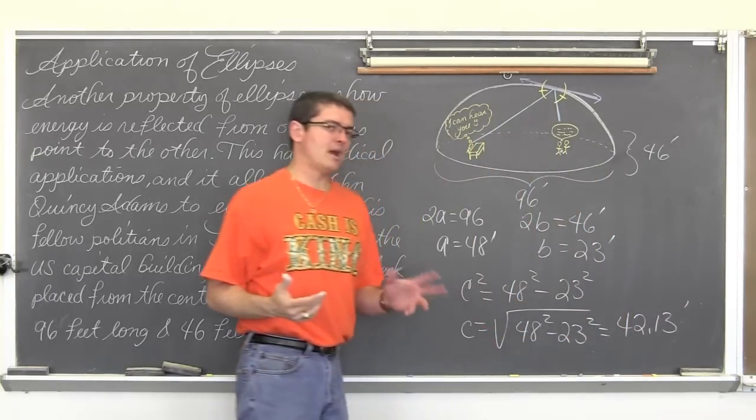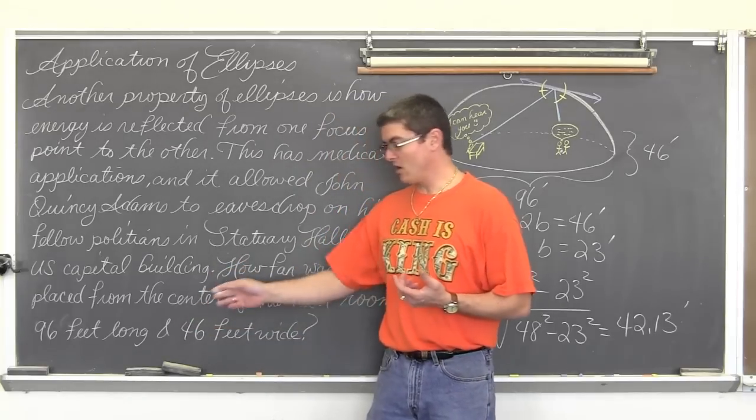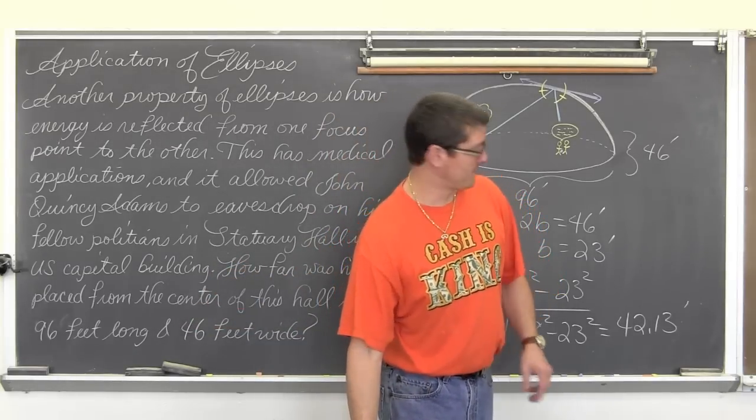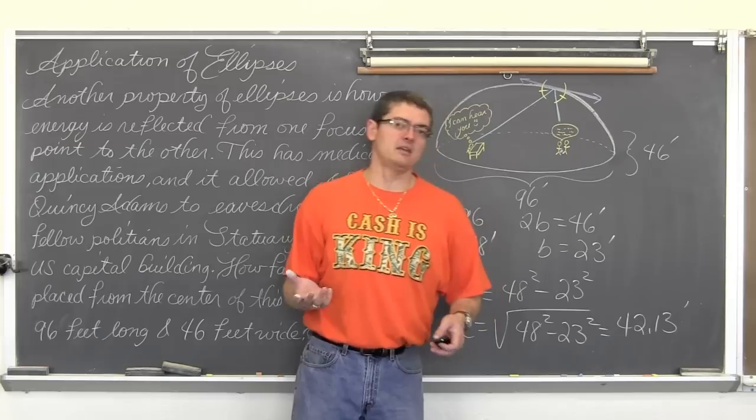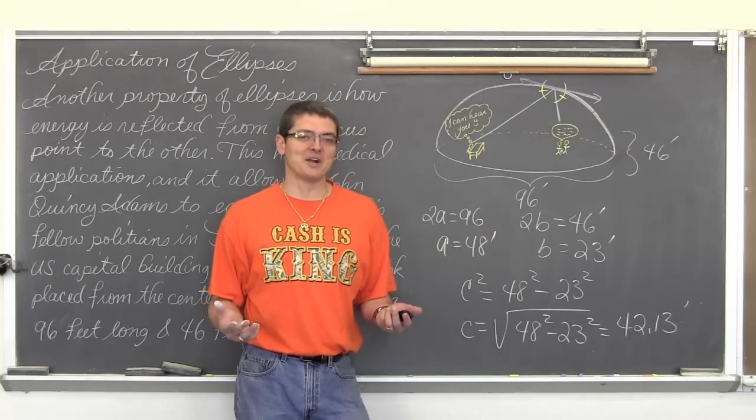42.13 feet. We might want to round it off to 42 feet because the measurements given are also rounded off to the nearest foot. So our calculated answer really should be saying that the desk needs to be approximately 42 feet away from the center.